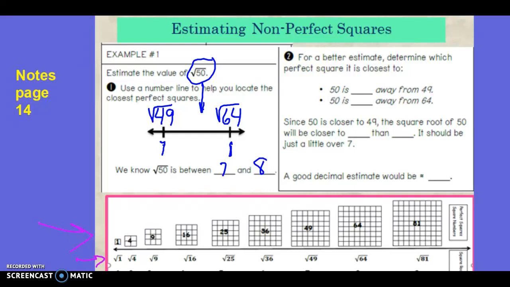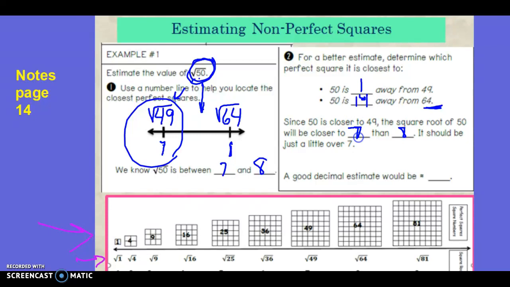Now, for a better estimate, we want to determine which perfect square it is closest to. So if you look at the number 50, it's only 1 away from 49, but it is 14 spaces away from the number 64. So obviously 50 is closer to 49, so the square root of 50 will be closer to 7 rather than 8. Okay, because it's closer to the square root of 49, which is 7.